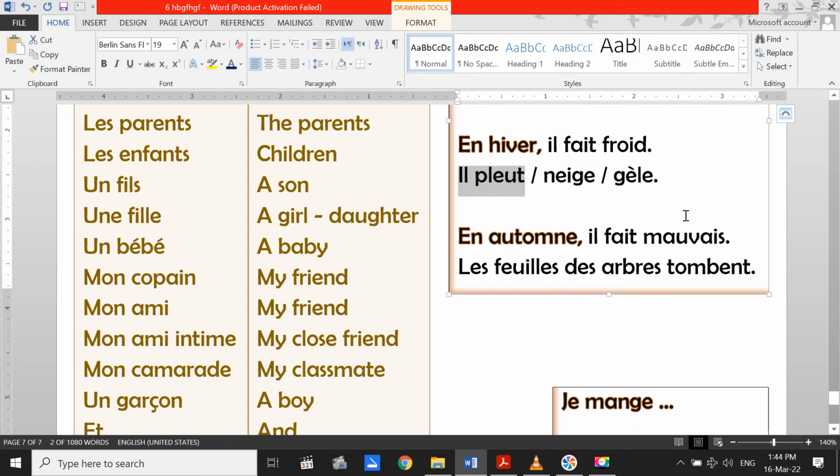Il neige. Pay attention that these verbs come only with il. And here it refers to the sky. Le ciel means the sky. Pay attention to this point. Il means he or it, and it refers to the sky.